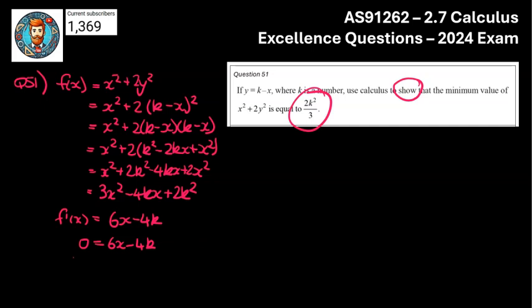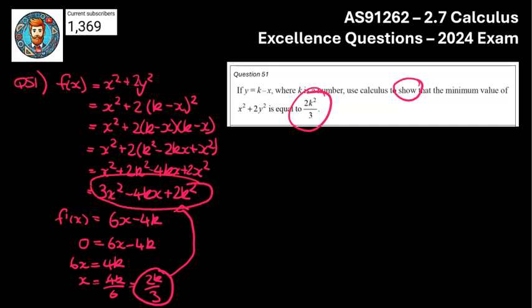So let's rearrange this. So 6x will be equal to 4k. x will be equal to 4k over 6, and that there would simplify to 2k over 3. And a lot of people got confused in the exam because it's actually quite similar, 2k versus 2k squared, but we haven't got the answer, remember. This is only the x coordinate. So to find the minimum value, we now need to substitute that back into our original function, and all of that should then simplify to find the minimum point, which is 2k squared over 3.